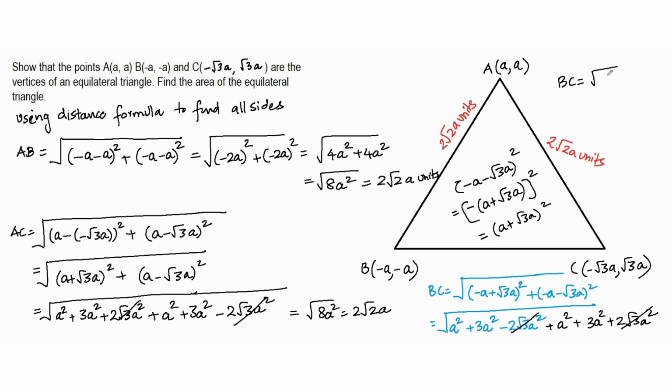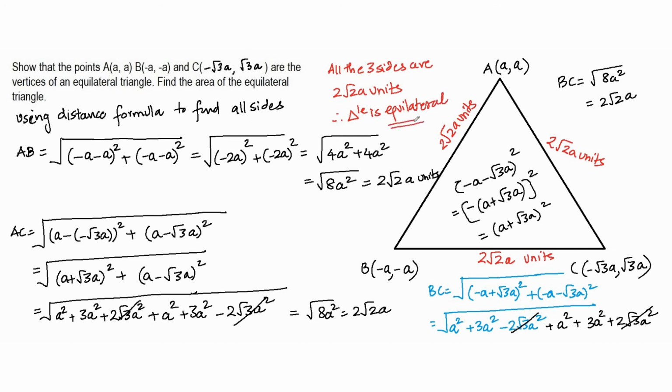So BC becomes under root of 8A square, which is again equal to 2 root 2A units. So the length of BC is also equal to 2 root 2A units. You will notice that all the three lengths are equal. So all the three sides are 2 root 2A units, and therefore I can say that the triangle is equilateral. This is how I can prove that this particular triangle is an equilateral triangle.